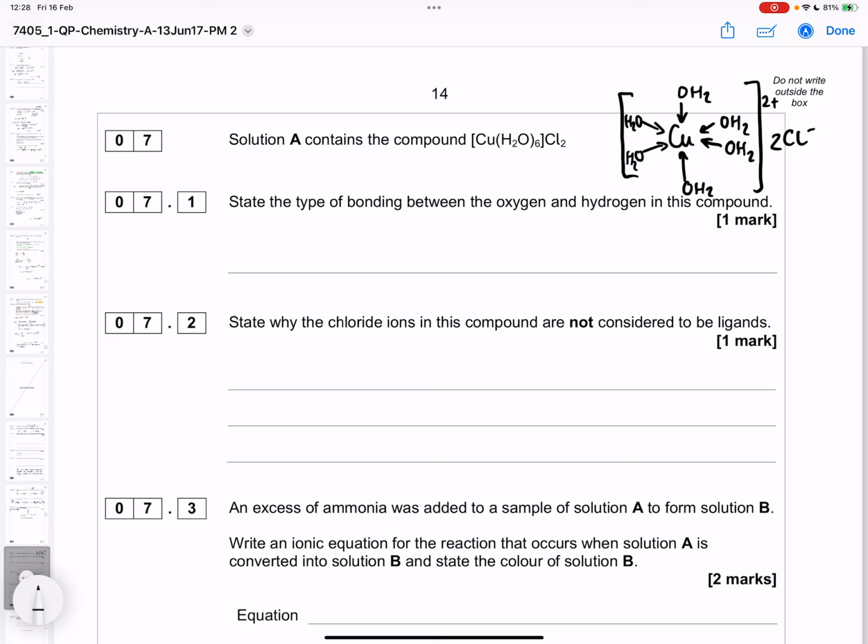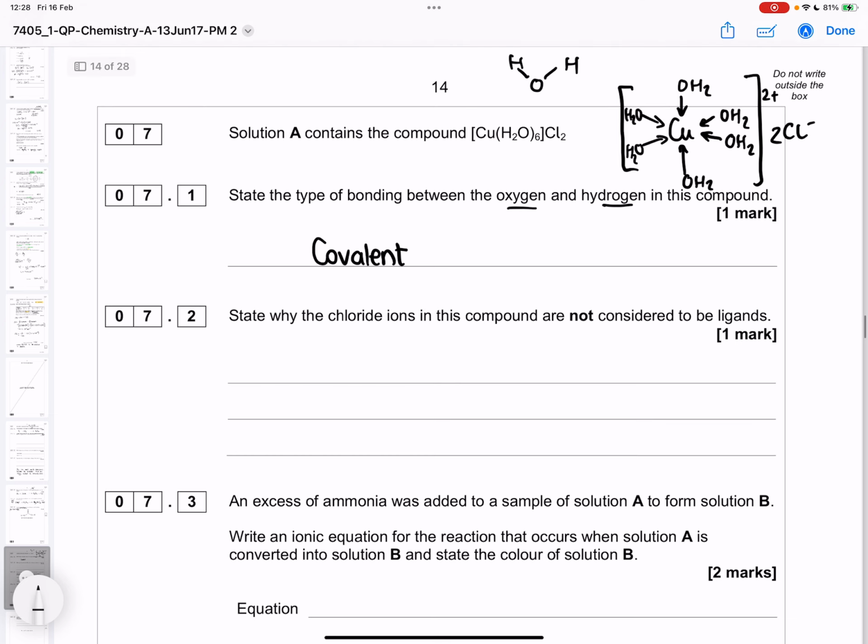outside. The first thing it asks us is, what's the type of bond between the oxygens and the hydrogens? I think it's trying to confuse you into saying coordinate bonds, because you know this is a complex ion. But actually, the oxygens and the hydrogens are inside the water molecules, and the water molecules are covalent molecules. So it's just a covalent bond.